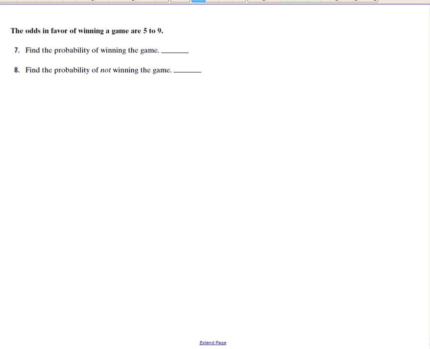All right. Couple easy ones just to show you different ways you can word it. If it says the odds in favor of you winning the game are 5 to 9, how would we write that as a fraction? 5 over 9. So then what would be the probability of not winning the game? 4 over 9. Yeah, good job.